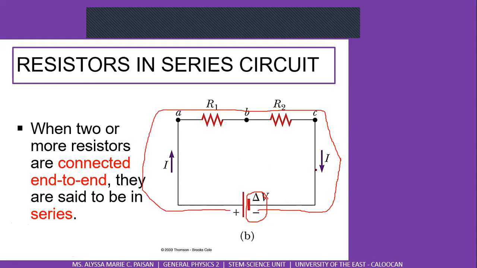Notice that the current here is in a different direction. It comes from the positive going to the negative. And that's because this picture is following the conventional current. But I'm showing you the real current, or the electron flow.